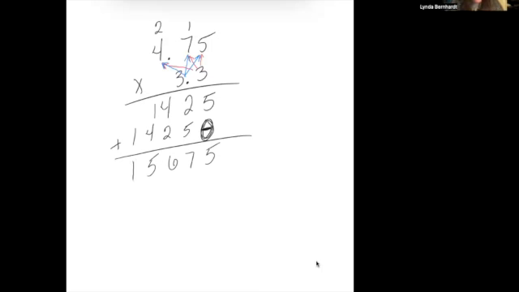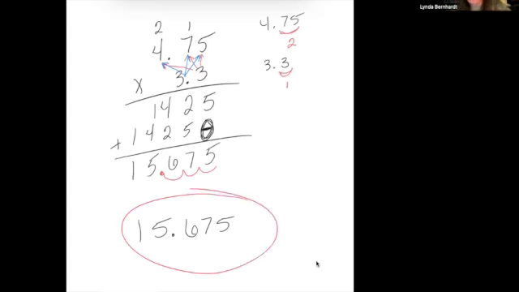And now we have the big trick that we went on and on about previously. We have 4.75. That is 2 spaces right there. We have 3.3. That is 1 space. That means we are going to go 1, 2, 3 right there. So our answer would be 15.675. Yeah, so that would be your answer for how to multiply your decimals. All right, there we go.